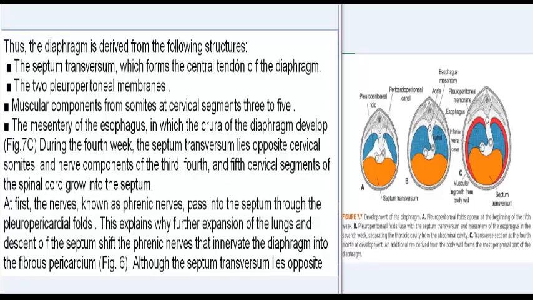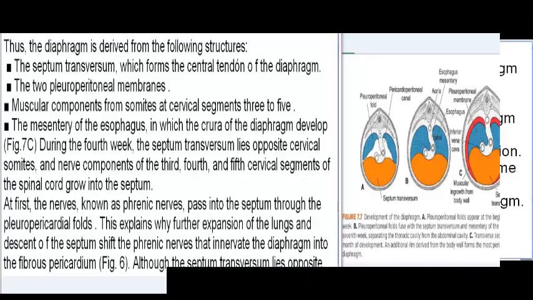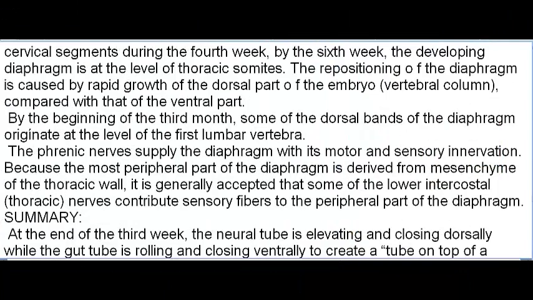6. Although the septum transversum lies opposite cervical segments during the 4th week, by the 6th week, the developing diaphragm is at the level of thoracic somites. The repositioning of the diaphragm is caused by rapid growth of the dorsal part of the embryo, the vertebral column, compared with that of the ventral part.